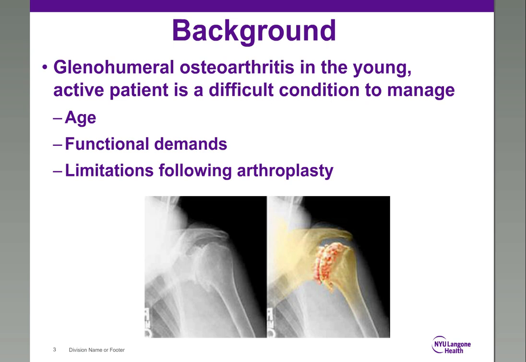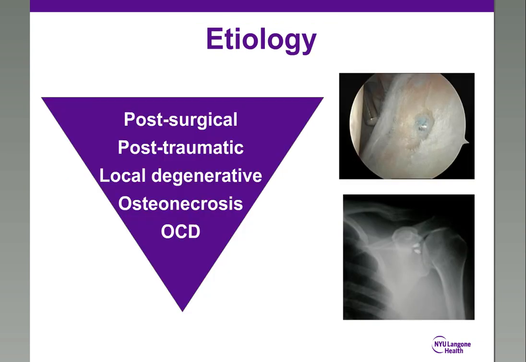Glenohumeral osteoarthritis in the young active patient, as we all know, is a very difficult condition to manage. It's truly a black box for us. And the reason is these patients tend to be young, they have high functional demands, and there are inherent limitations that are present following arthroplasty.